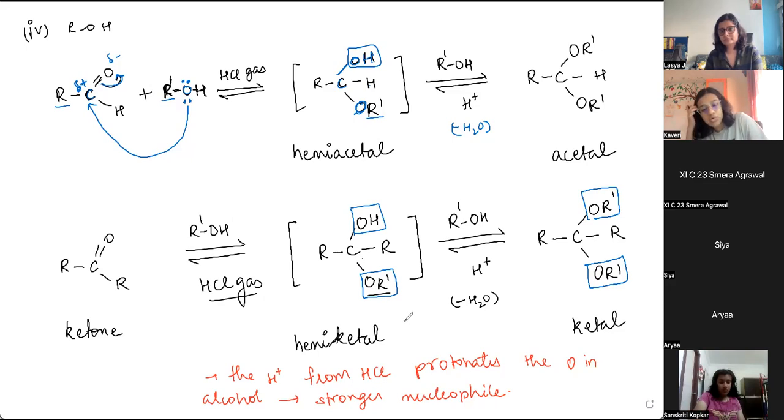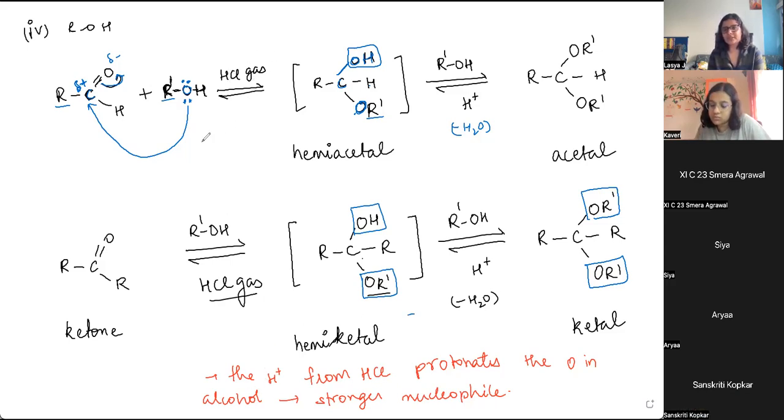H plus from HCl protonates the O of the alcohol. The reason why you have HCl also in the medium is to make this a stronger nucleophile. Basically, H plus attacks first, this becomes OH, which makes it a stronger nucleophile in this particular process. The presence of HCl is just that. But O is anyway electronegative, so why do we need HCl? To make it a stronger nucleophile, you speed up the reaction. It makes it faster.